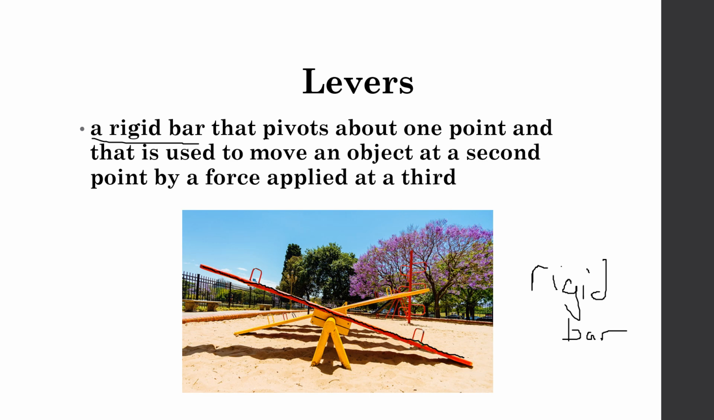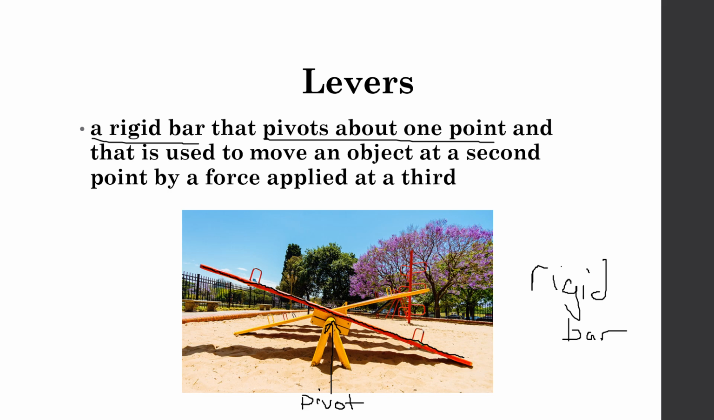That pivots about one point. Now, pivots is a word that I don't necessarily expect you guys to know, but this is going to be called the pivot point. Right there. It's where the seesaw itself can rotate up or down.